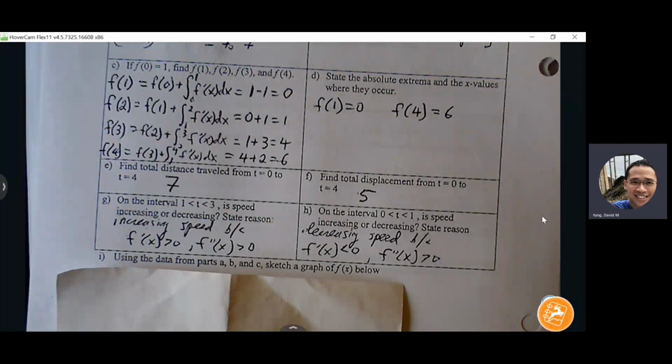I'll come back to part I a little bit later. I want to just focus on the parts that are going to be relevant to us leading up to this week and next week.